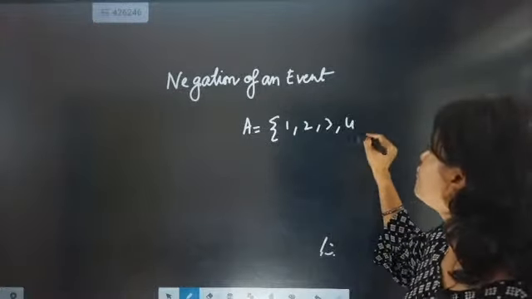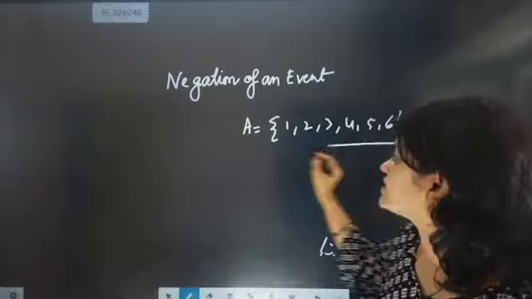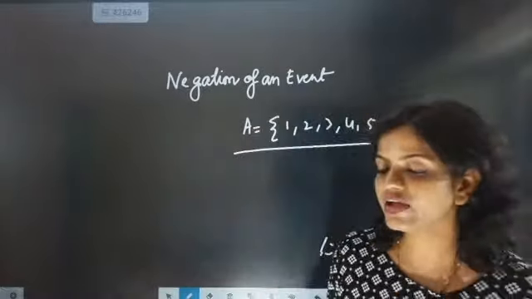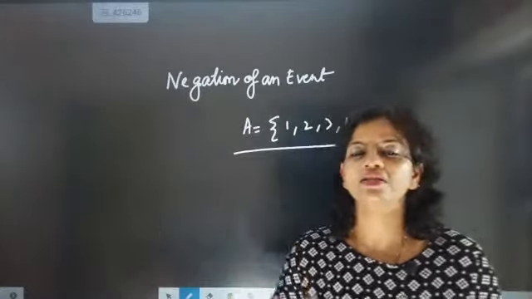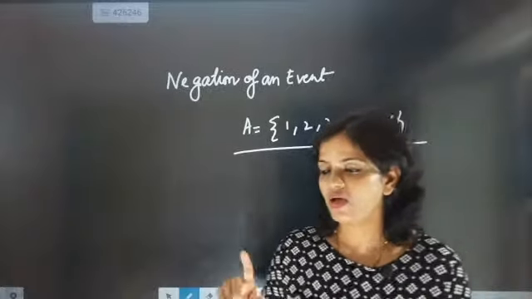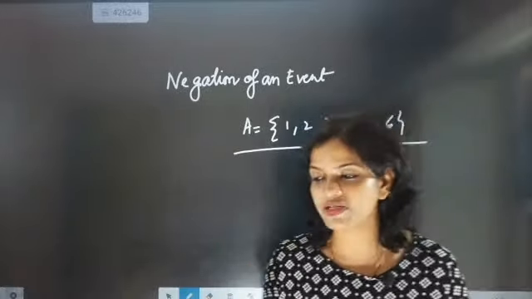1, 2, 3, 4, 5, 6. A dice has 6 numbers, and when you roll a dice, these 6 numbers can come.